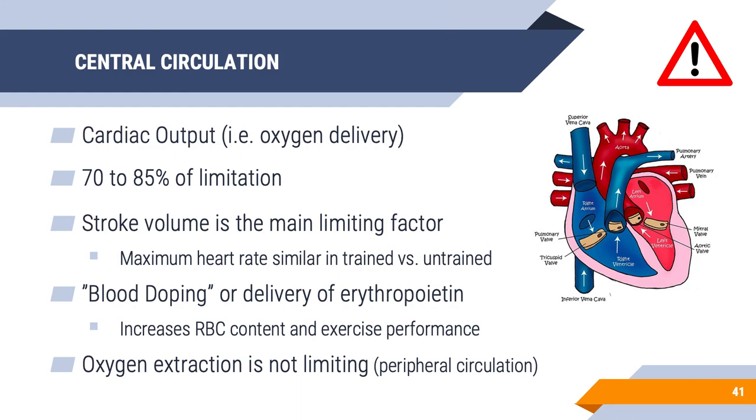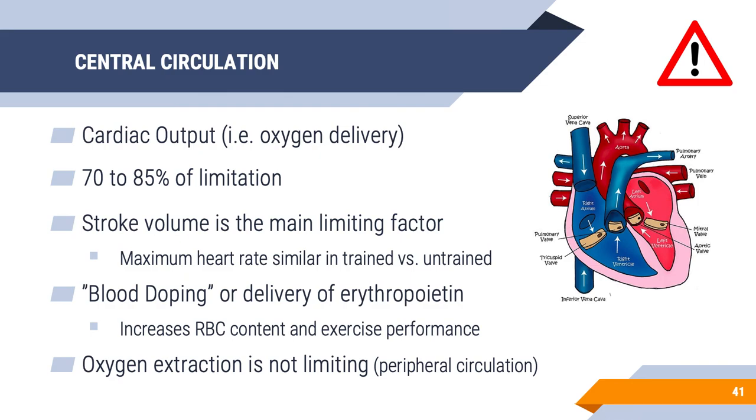So thinking about the central circulation, this is where most of our peripheral limitations occur. So cardiac output accounts for 70 to 85% of this limitation, where stroke volume is the main limiting factor, so the volume of blood ejected per beat of the heart, since maximum heart rate is about the same in recreationally active as well as highly trained individuals, about 190 to 200 beats per minute. Another example supporting this point is that blood doping, or increasing the red blood cell concentration in an individual, can highly improve exercise performance. So increasing our delivery of oxygen to those tissues is a key component of endurance exercise capacity.